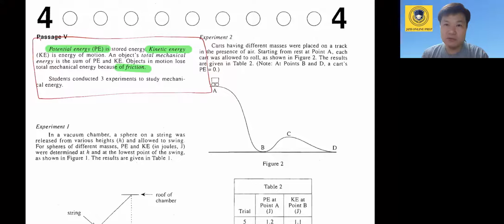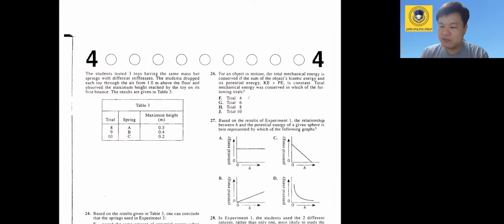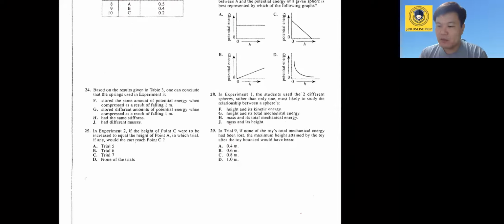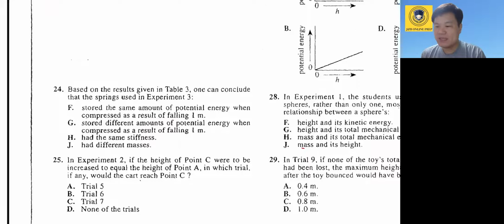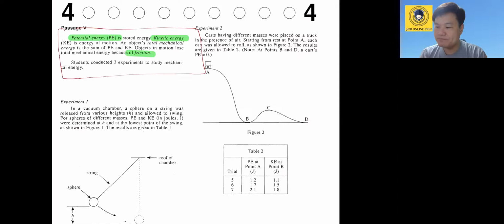Okay, let's move on to the questions. We will take a look at each experiment, as the questions ask for specific information. Question number 24 asks, based on the results given in table 3, one can conclude that the spring used in experiment 3. Now we need to move on to experiment 3 and take a look at table 3.